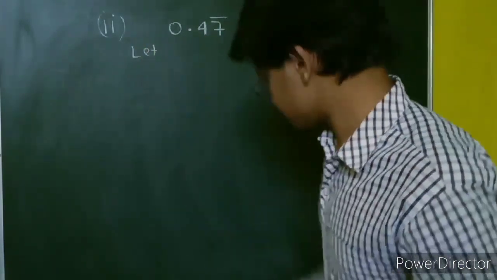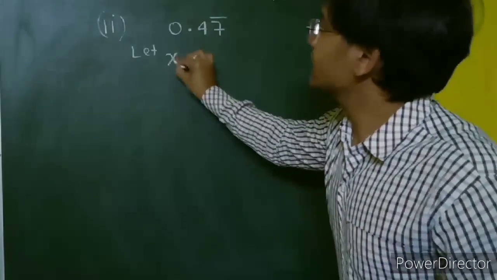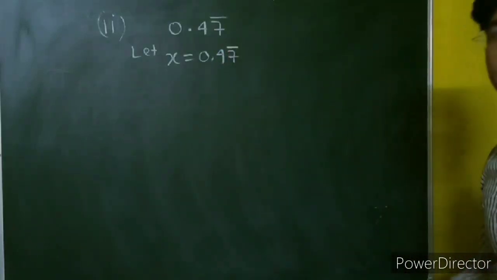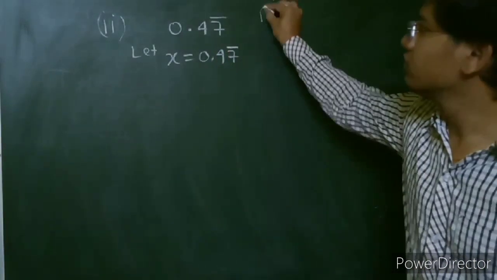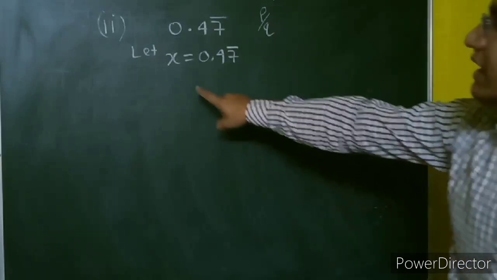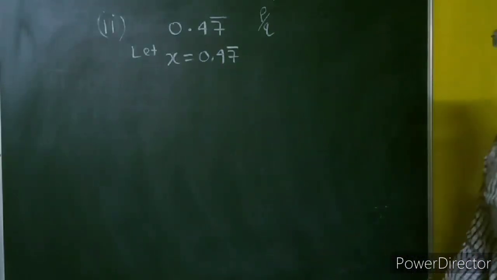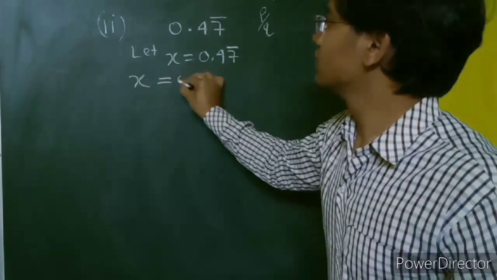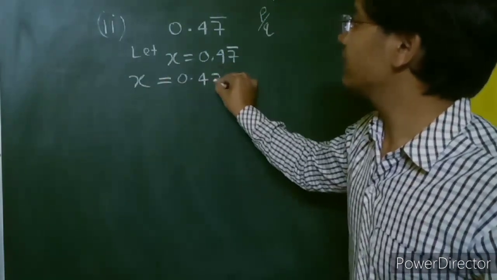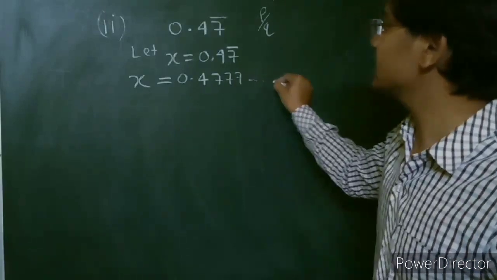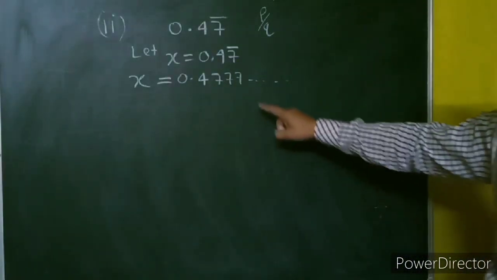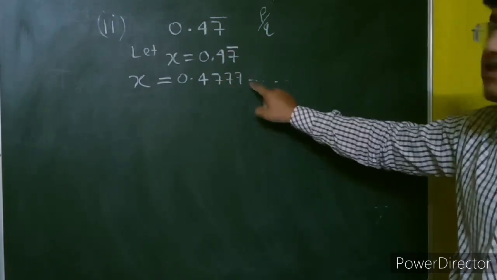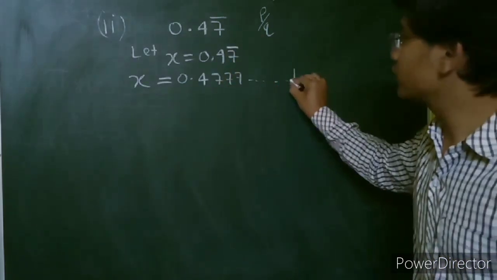Let x equal 0.47 bar. We have to represent it in the form of P upon Q. So we are writing x equals 0.47 bar. Now we can say x equals 0.4777... Why have I written 7 repeated times? Because the bar is on 7, so 777 we can repeat. This is our equation number first.